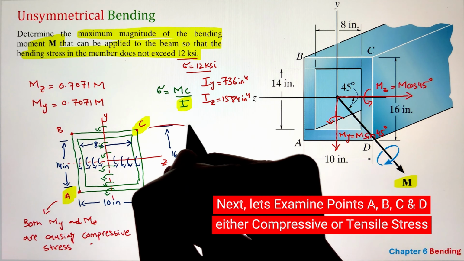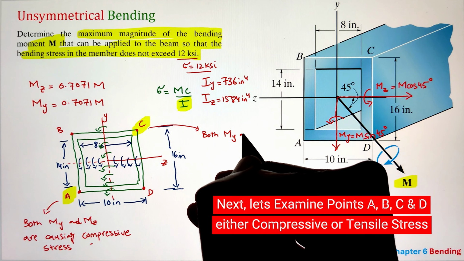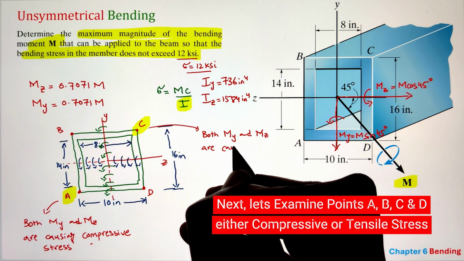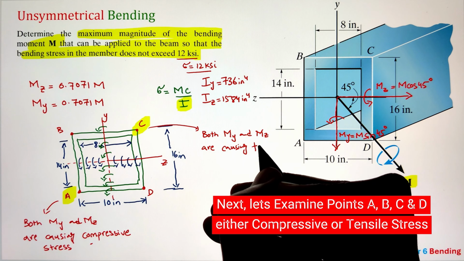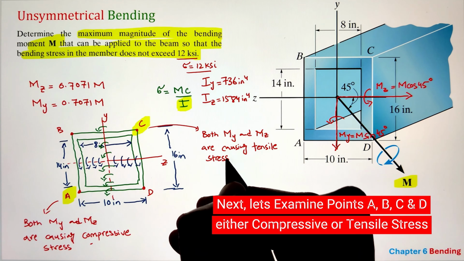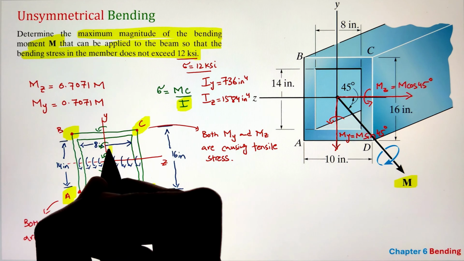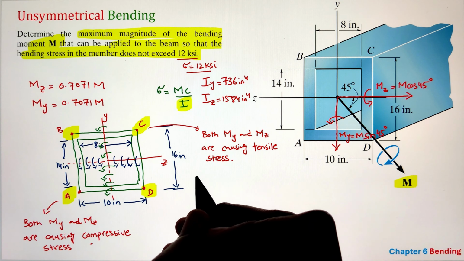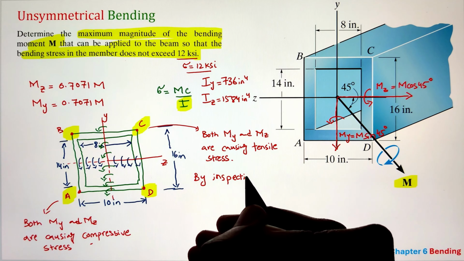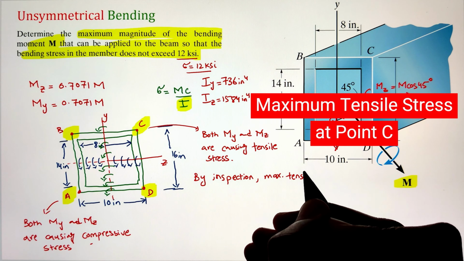Now, if you look at point B and point D, for point B, My is going to cause a compressive stress, whereas the Mz, that is moment acting along the z-axis, is going to cause tensile stress. Whereas at point D, we will have the same scenario where My is going to cause tensile stress at point D, whereas Mz is going to cause compression stress at point D. So by inspecting all of the points, the maximum tensile stress that will be present on the cross section of the beam will be at point C.